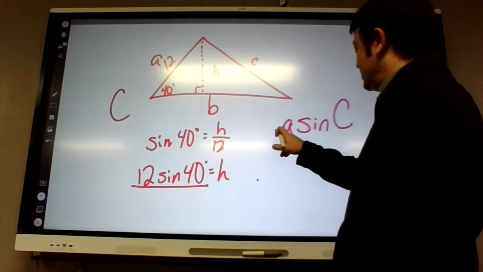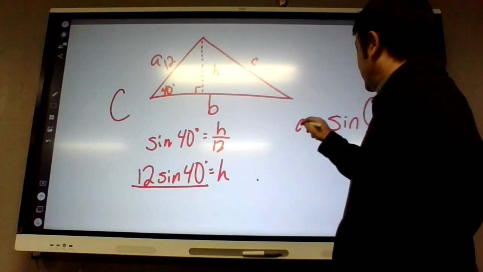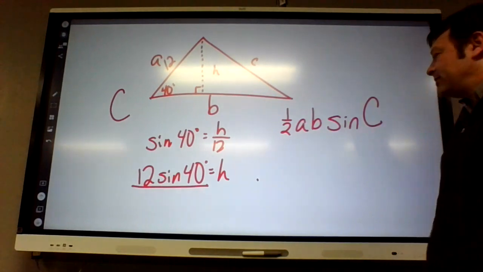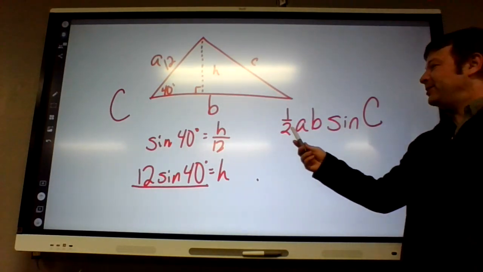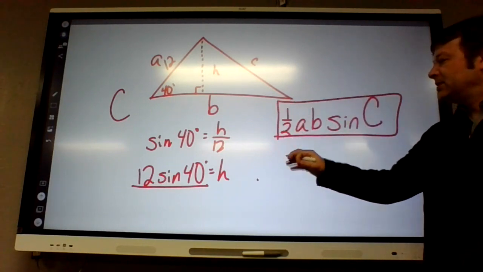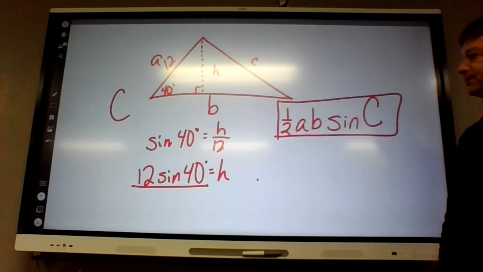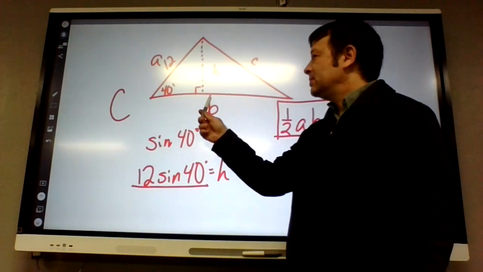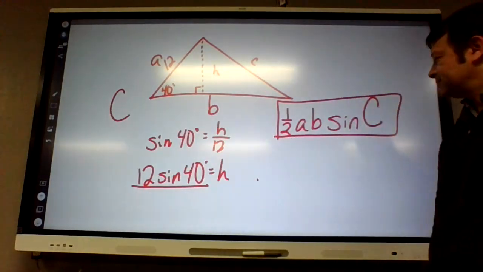So basically the height is A sine of C, and the base is B. And you have to divide by 2 or multiply by half. So this is an area formula for any triangle if you know two sides and the angle in between them: 1/2 AB sine of C. It's pretty easy. A and B stand for the two sides, and C is the angle between.